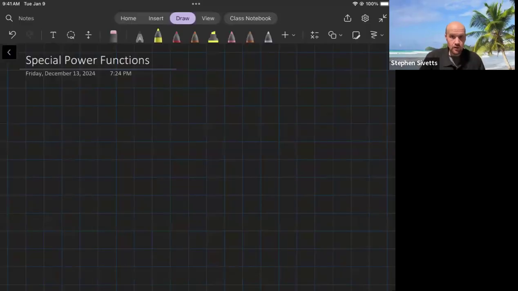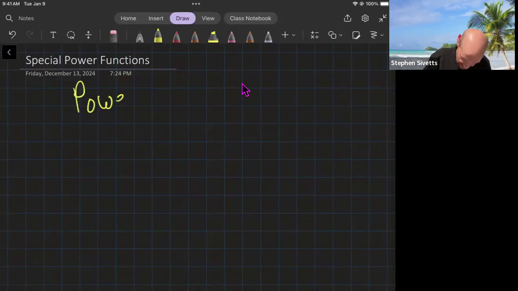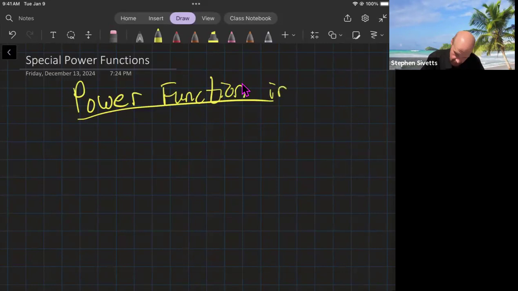Hello, everybody. Welcome back. In this video, we'll be looking at special power functions in complex numbers. So let's look at what a power function is. A power function in the complex numbers.